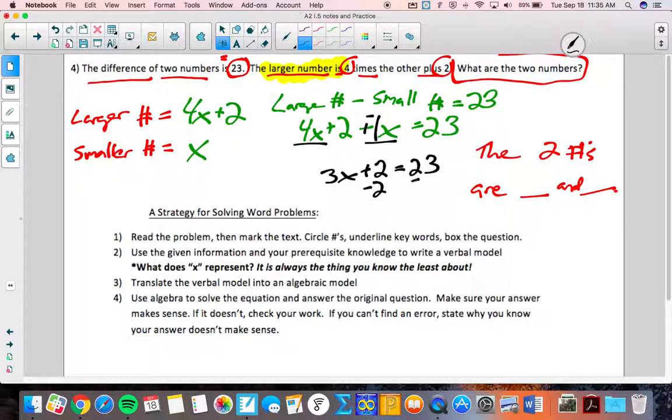And now we solve for x. So I get 3x equals 21. That's going to be x equals 7. So now we can finish this off. We get that the smaller number equals 7, and the larger number is 4 times 7 plus 2, which is 28, 30. So the two numbers are 30 and 7. And when I subtract or take the difference of the two numbers, 30 minus 7 is 23, and the larger number is 4 times the other one, increased then by 2. Bada bing, bada boom.